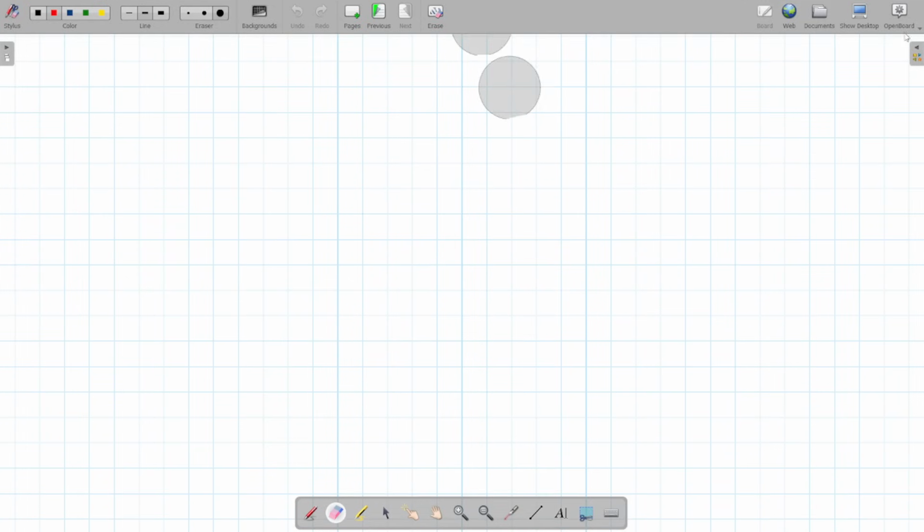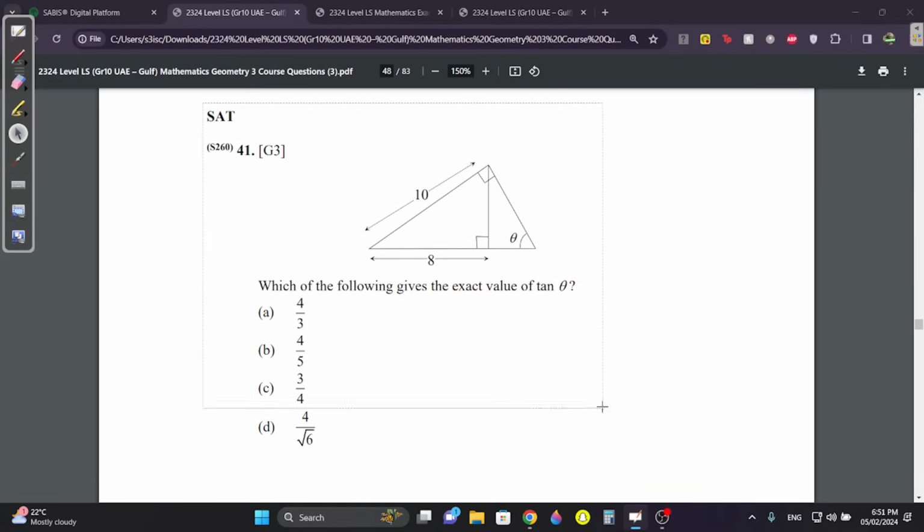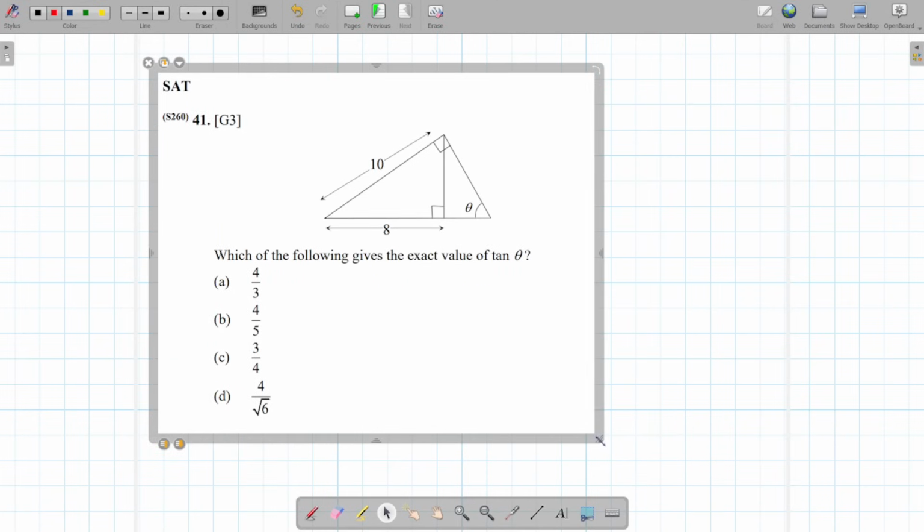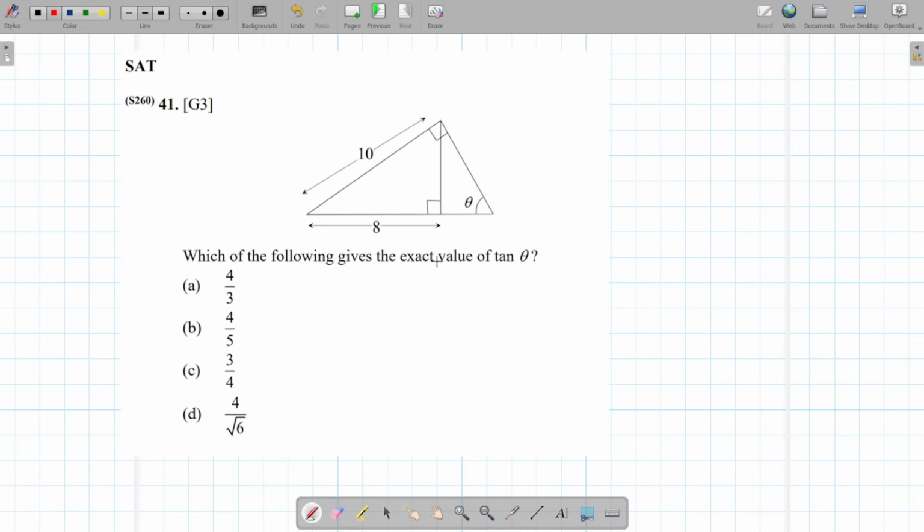Okay, let me write it again. The theorem was that these two triangles become similar. What does that mean? Let's name this. In the exam they'll probably name it for you. I'll name it like this, A B C, and I'll put M here.